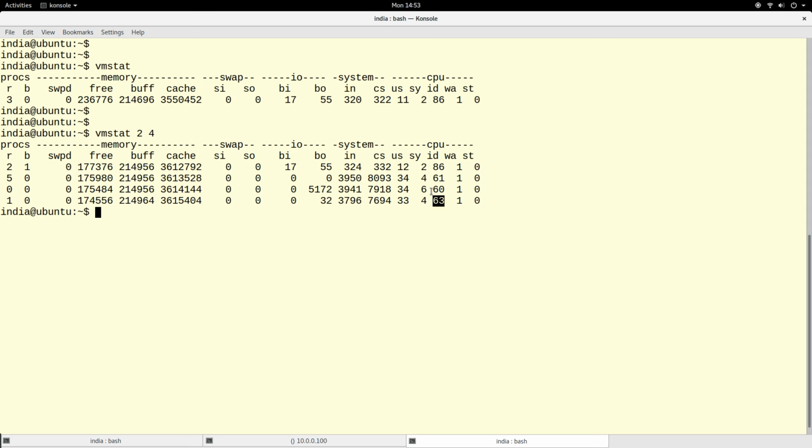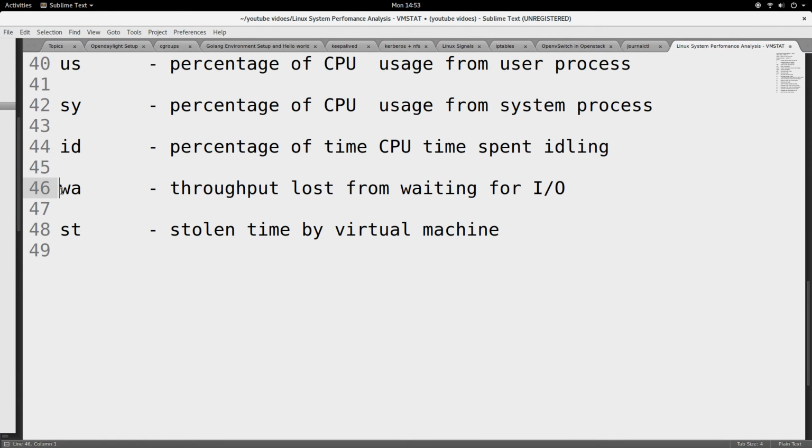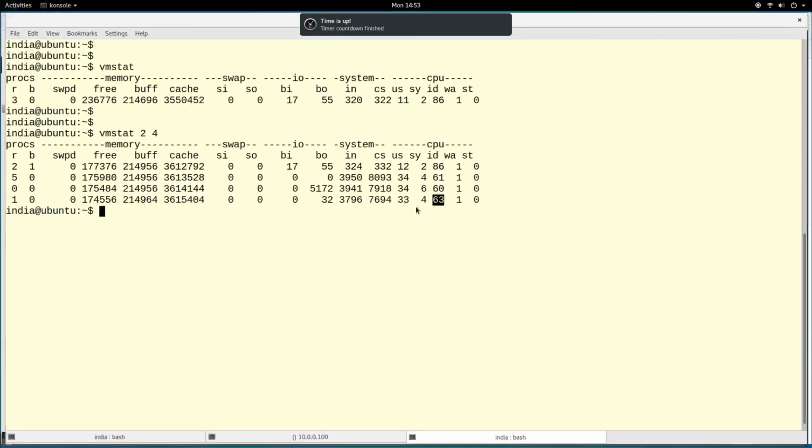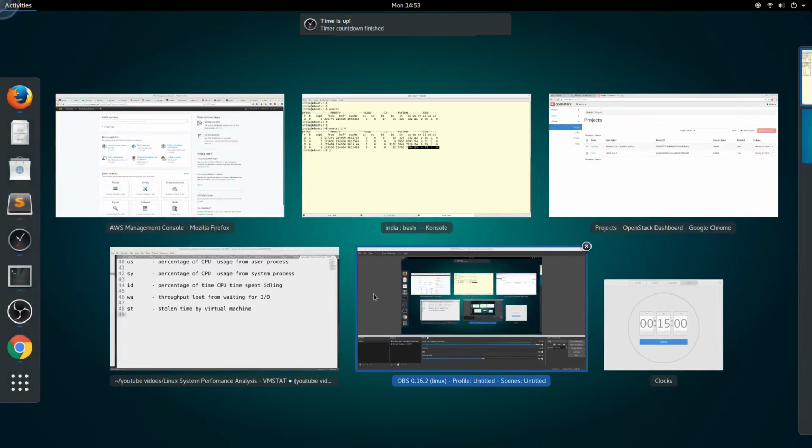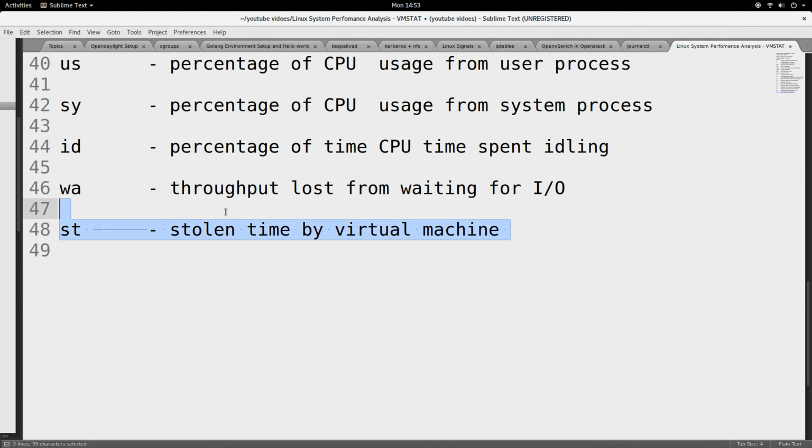The last two: WA is the time spent waiting for input output, maybe block IO, disk IO, or network IO. The last one, which you mostly see on a physical machine, is stolen time by virtual machine. If you are running a virtual machine on your system, this refers to the time that was spent servicing the virtual machine, referred to as stolen time.